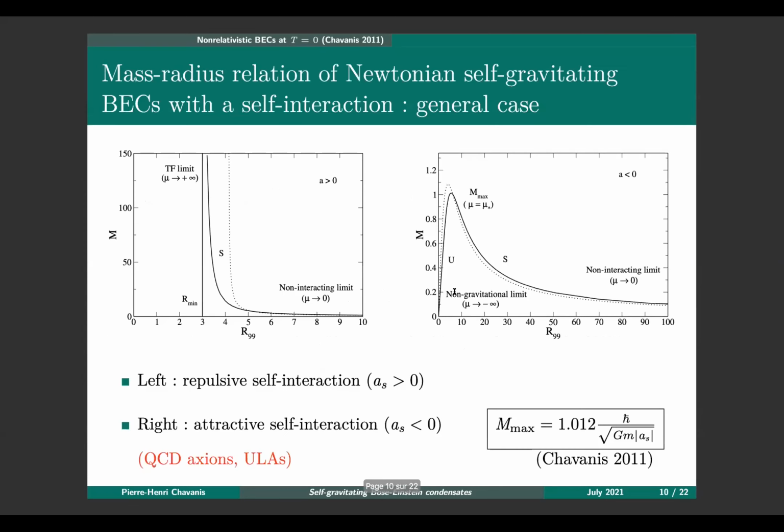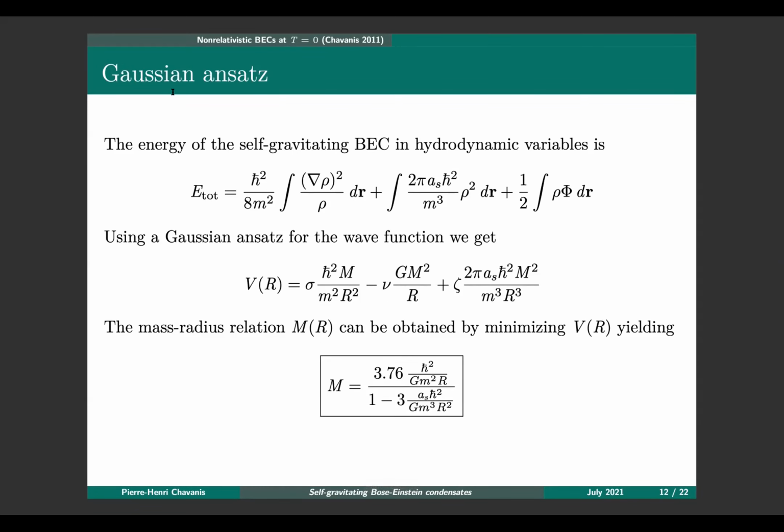We can also obtain the mass-radius relationship analytically by using a variational principle and the Gaussian ansatz for the wave function. So quite generally, it can be shown that a stable equilibrium state is a minimum of energy at fixed mass. So the energy of the self-gravitating BEC is given by this expression. This is the sum of the quantum kinetic energy, the self-interaction energy, and the gravitational energy. And if we make a Gaussian ansatz for the wave function, we can transform this functional into just a function of the radius R for a fixed mass M.